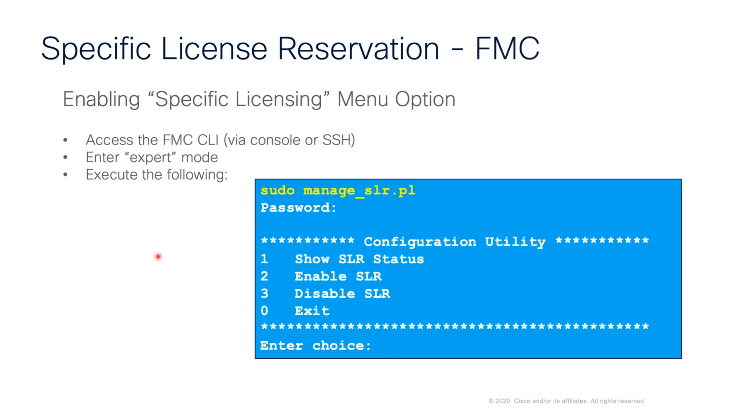access the FMC, the Firepower Management Center's console, or the CLI, and from there we want to go into expert mode. So from the command line we type in expert, dropping down into expert mode, and from here we can execute the following command: sudo manage_slr.pl. Once we do that, you'll see that we get a menu choice. From here we want to select option 2, enable SLR, and once you get confirmation that that has been successful, you will then select 0 to exit this menu.